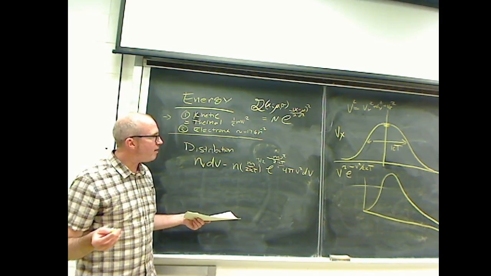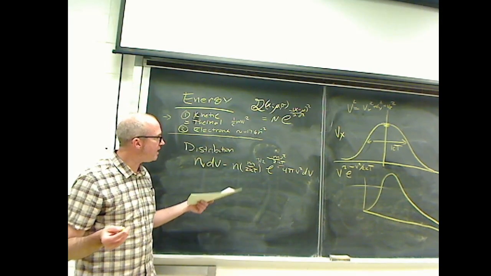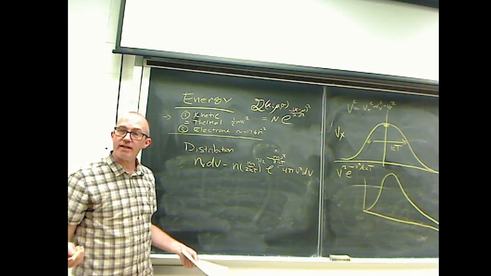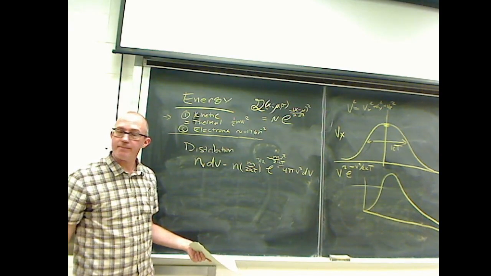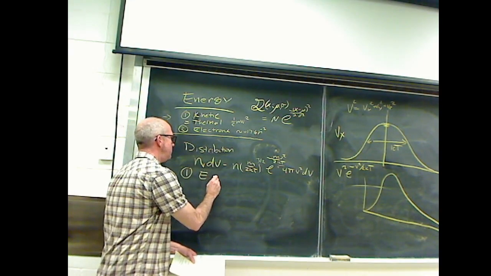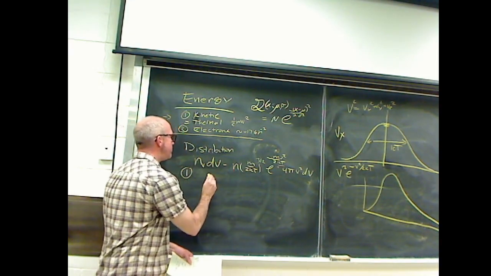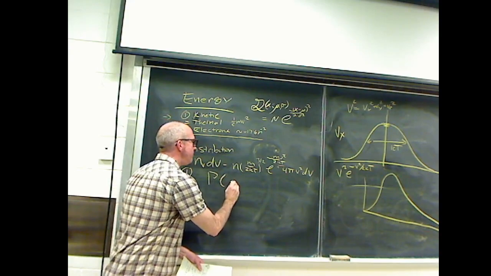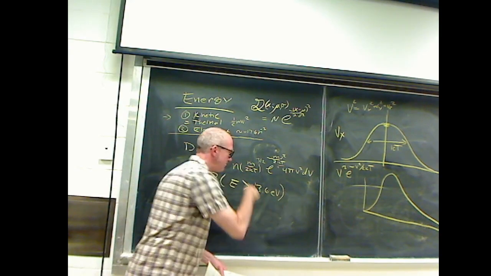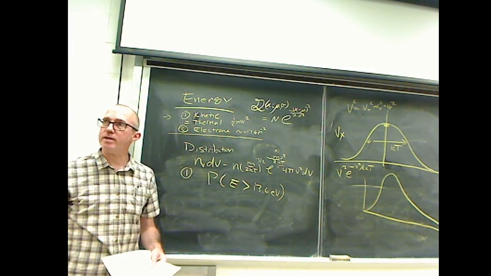So if I want to know how many atoms have enough energy to ionize a hydrogen atom, what do I do? Well, first, let's say E, I'm going to write this down as a probability. The probability that the energy is bigger than 13.6 eV. So that's what I'm going to ask.